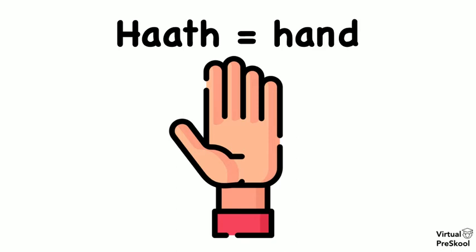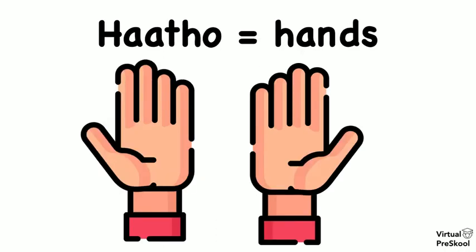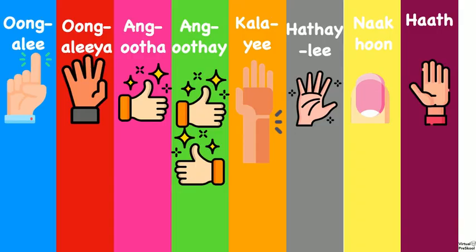Haath is hand. Hands, meaning more than one hand, is haathon. Haathon. So hands is haathon. More than one hand is haathon. Now these are the different parts of your hand.